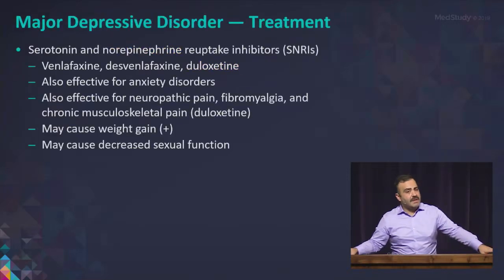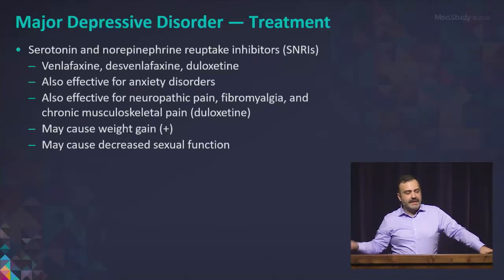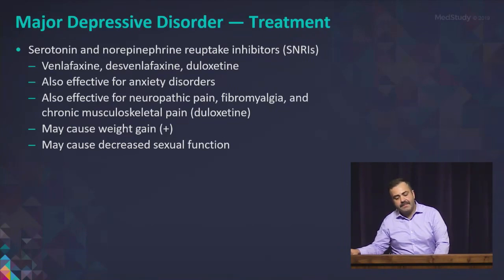There are other medications in the market for treatment of MDD. Another class of medication are SNRIs, serotonin and norepinephrine reuptake inhibitors. Just like SSRIs, they're also used for treating anxiety, and they are also effective in treating neuropathic pain, fibromyalgia, and other chronic pains. Just like SSRIs, they can cause a little bit of weight gain, and just like SSRIs, they can cause some decrease in sexual functionality.